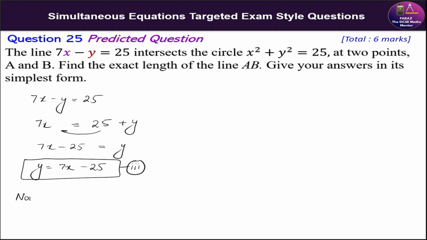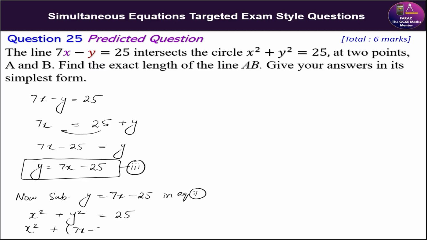Alright, now substitute y equals 7x minus 25 into equation number 2, into the circle's equation. So what is the circle equation? It is x square plus y square equals 25. If you replace y by its value, it will look like this: x square plus (7x minus 25) whole square equals 25. Then expanding the square term, so we have 7x minus 25 times 7x minus 25.